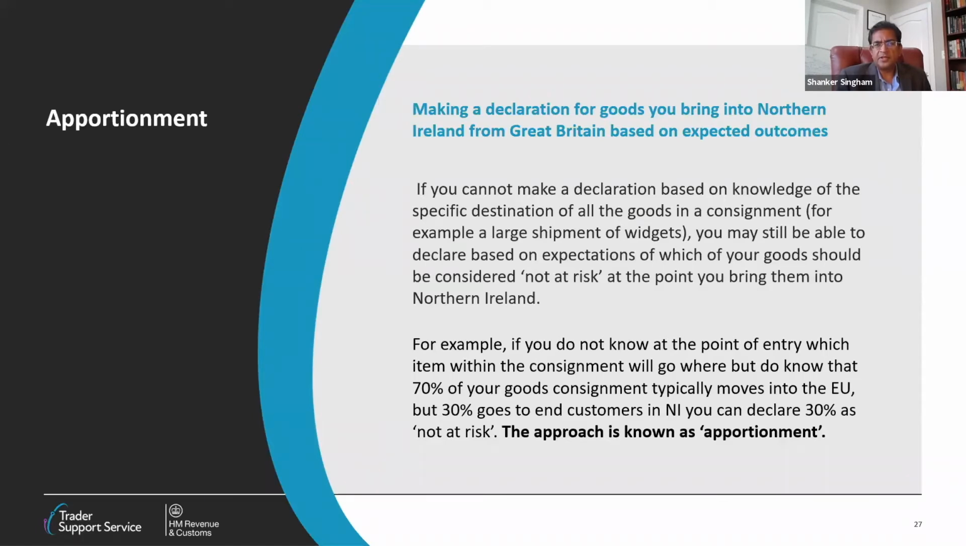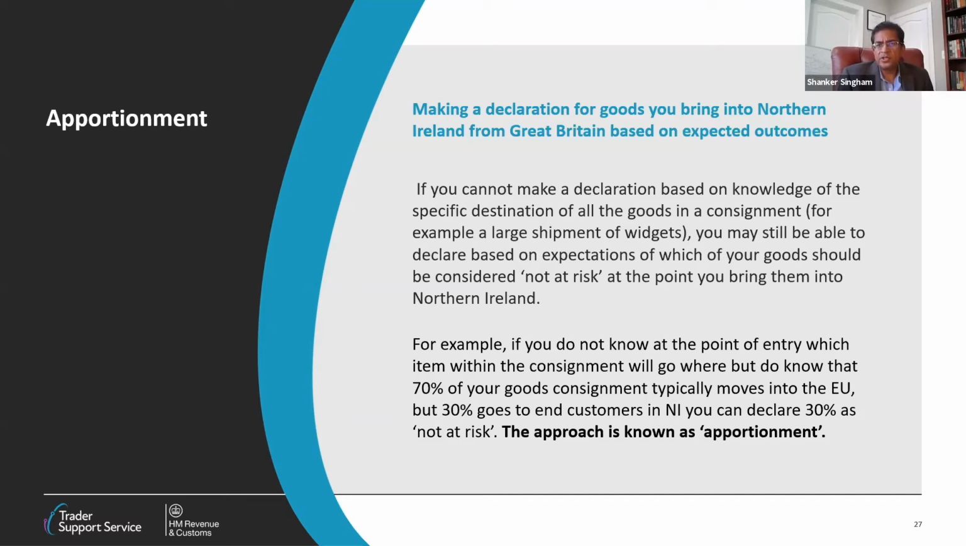HMRC has introduced a new facilitation, I suppose, which is apportionment. It is important you understand this. You have to get HMRC's clearance to use apportionment, and ordinarily, if you are making an application under the UK trader scheme and you intend to use apportionment, you would include that in your application. But if you're already a member of the UK trader scheme and you want to use apportionment for something that wasn't in contemplation at the time, you need to get HMRC's approval for it.